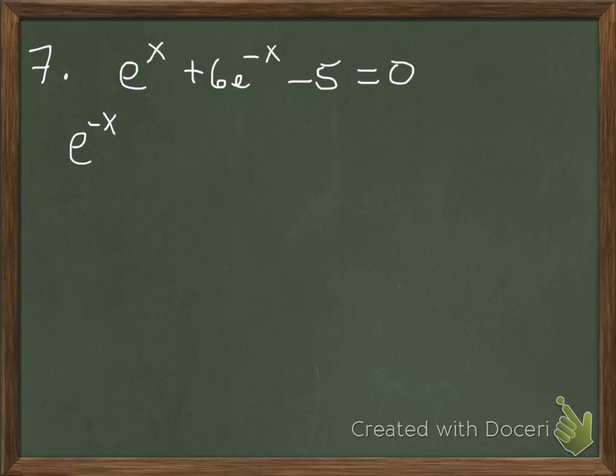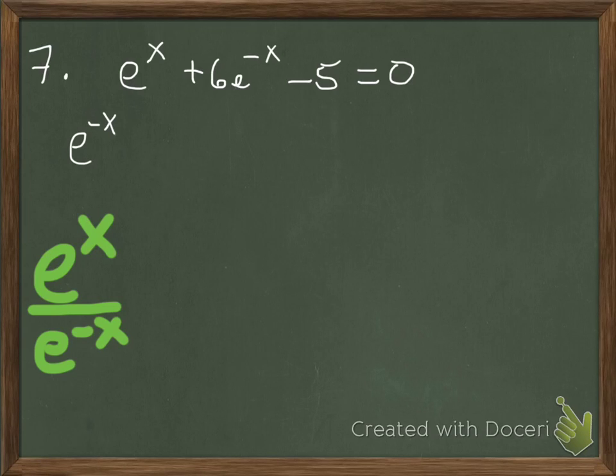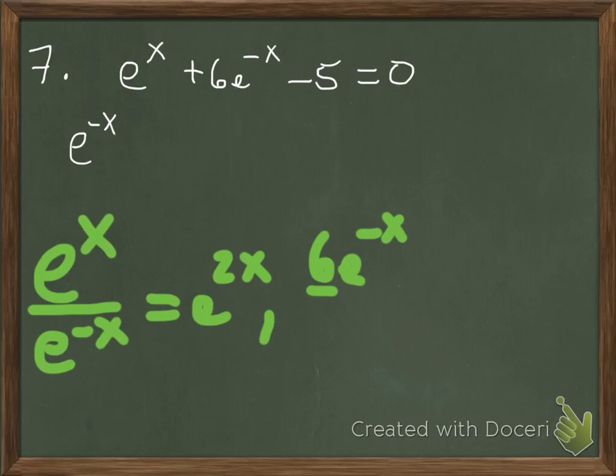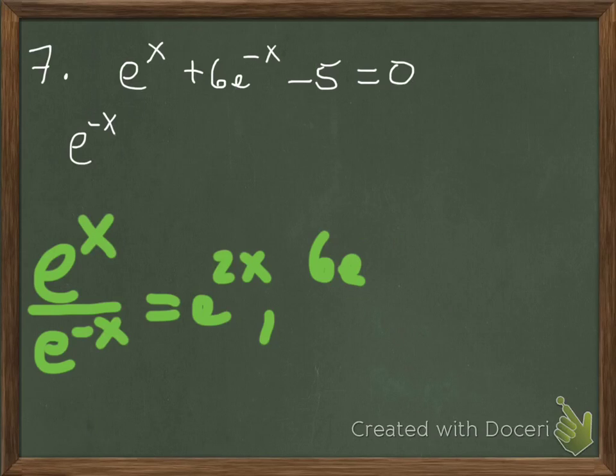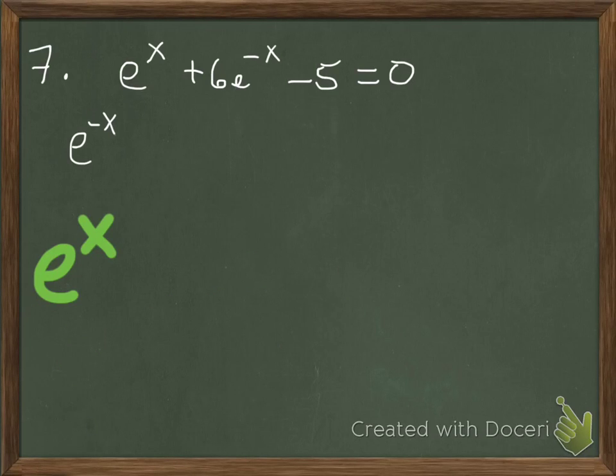And what's going to happen is if I factor e to the minus x out of the first one, that's going to be e to the 2x. If we factor it from 6, e to the minus x divided by e to the minus x, that's going to give us 6. And then negative 5 divided by e to the minus x, that's going to give us negative 5e to the x. Okay, so that's what's going to happen when we factor out the e to the minus x. So this one's a little tricky, but if you can work through the example a couple of times, maybe work through some in your book, it'll get easier.